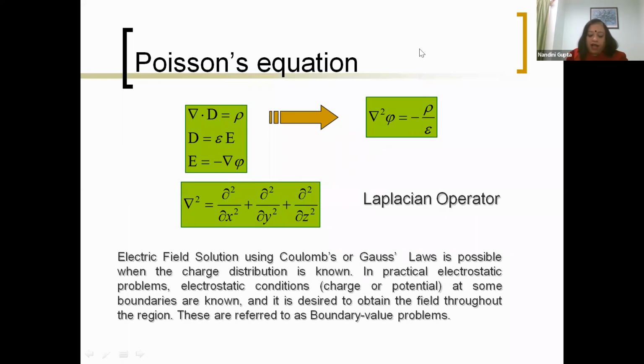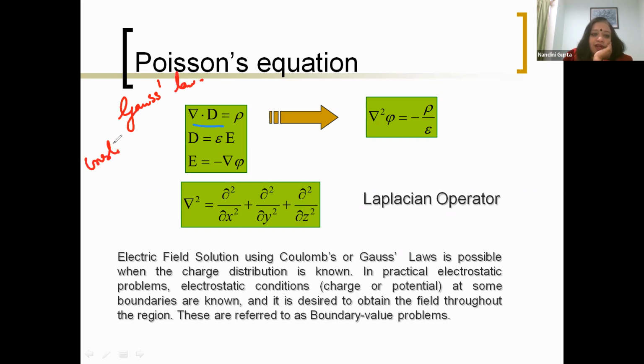Now we come to the main story. We have obtained these expressions. Divergence of D is equal to rho. This is your Gauss's law.